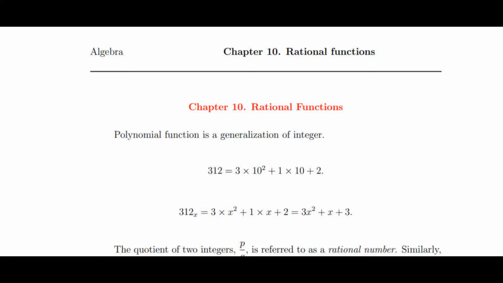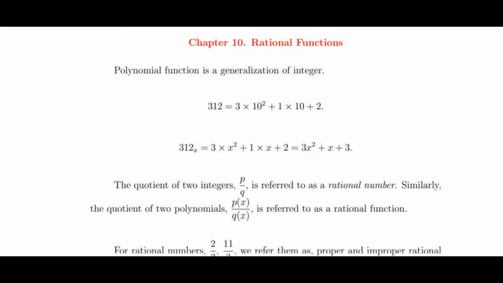Like 312, we can write this as 3 times 10 squared plus 1 times 10 plus 2, right? So if the base changes to x, so 3, 1, 2 based on x, this number is 3x squared plus 1x plus 2, that's just 3x squared plus x plus 2. Right? So this is polynomial function. So we say polynomial function is just a generalization for integers.